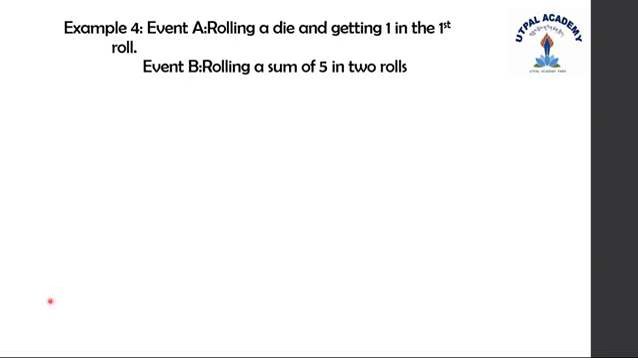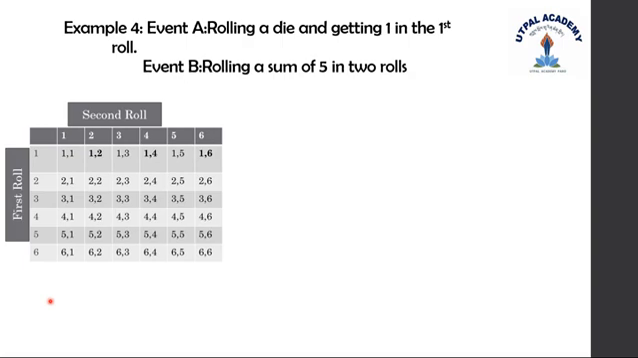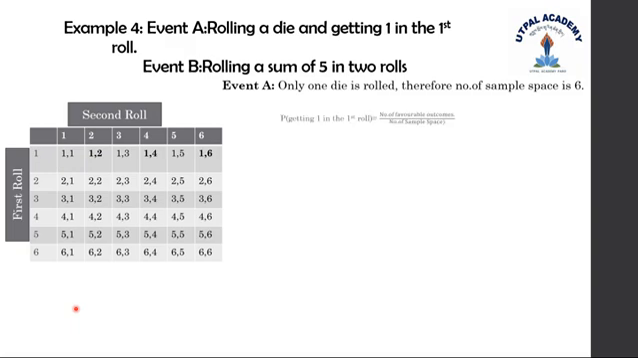First we need to write it as separate events. First roll, second roll, this is the sample space, so we'll solve it as a separate event. Only one die is rolled in the first event, so the sample space is 6. So we will be getting 1 over 6, because when you roll a die, the probability of getting 1 would be only 1 over 6.